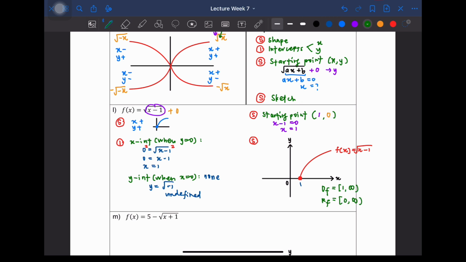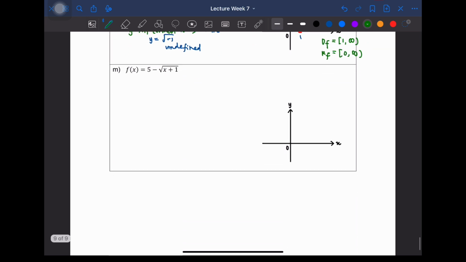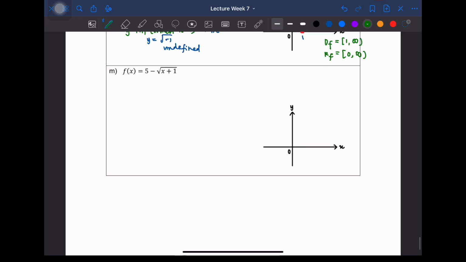Okay, so settle your domain and range. Okay, so last example. Right, so now the first step is shape. Look at your symbol carefully. In front of x you have positive, so x is positive, and in front of your square root you have negative, so y is negative. So x positive, y negative is located in the fourth quadrant.